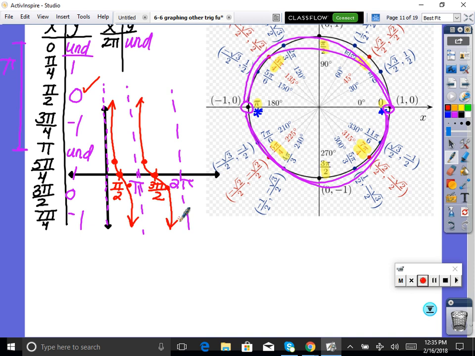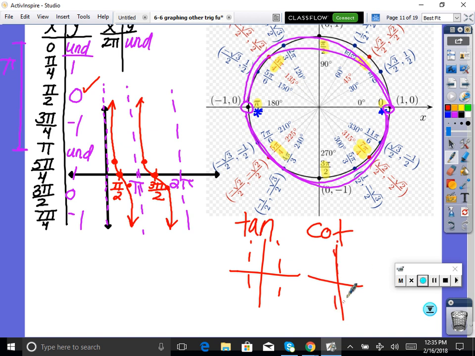So you'll just have to remember the difference between tangent, because this is what's hardest. People will forget, well, where do the asymptotes go? So for tangent, it's split evenly. And then for cotangent, it starts at 0 and goes over. So don't forget that. So here we go.